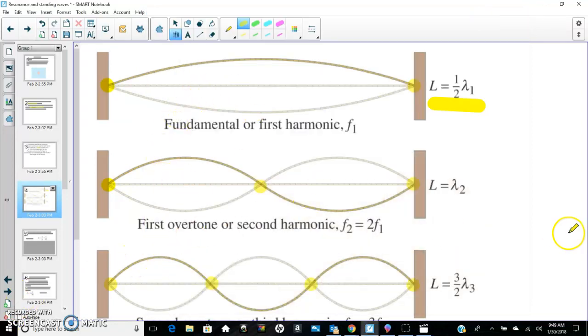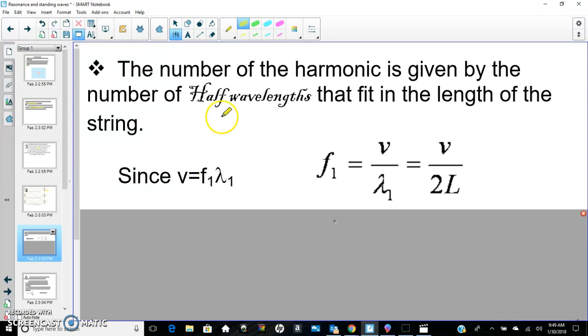So that shows us our different harmonics that go with the waves on the string. The number of the harmonic is given by the number of half wavelengths that fit into the length of the string, and that's important to remember. We also know that the speed of the wave is equal to the frequency times the wavelength. So we're going to write that expression here for the fundamental frequency, or F1.